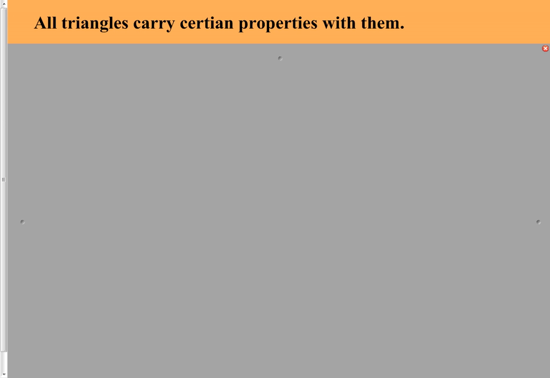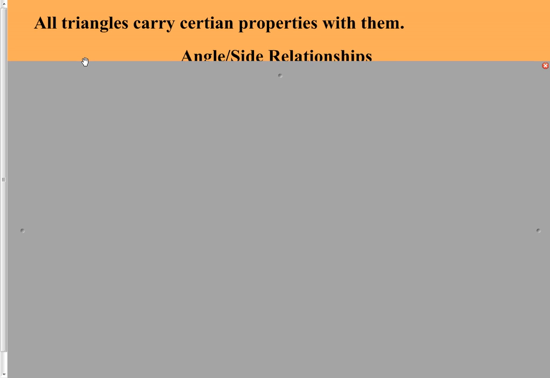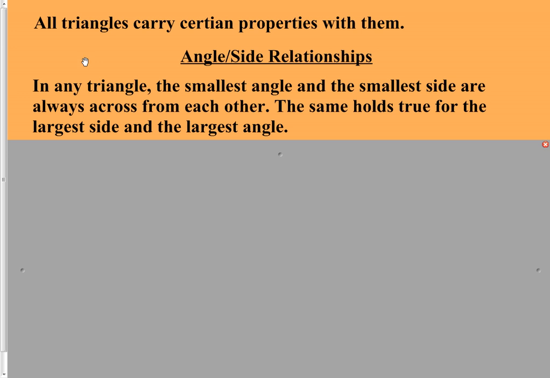Now, all triangles carry certain properties that go along with them, and we're going to be looking at a couple of the cornerstone properties for all triangles today. The first one we're going to look at is the relationship between the measurements of all sides and the measurements of all angles within a triangle. The basic rule is really a very simple one.